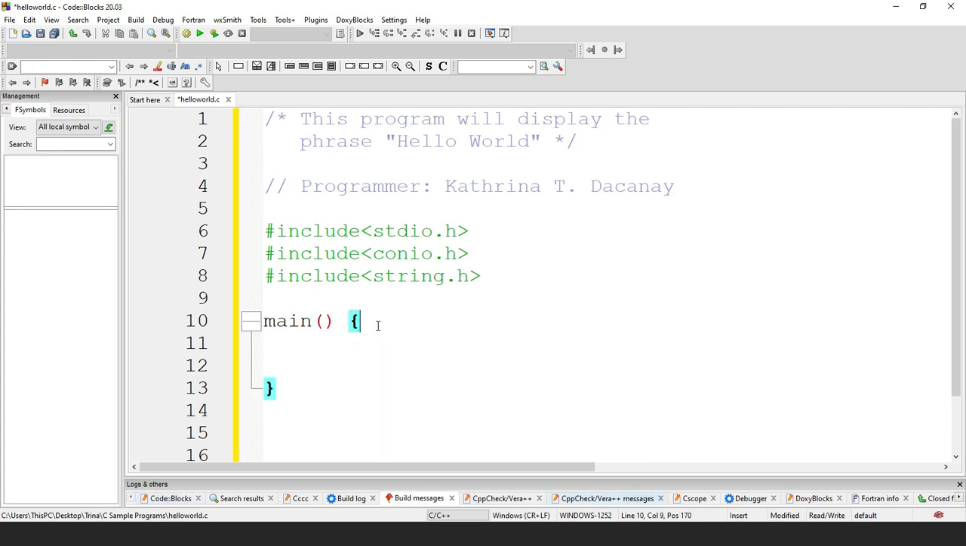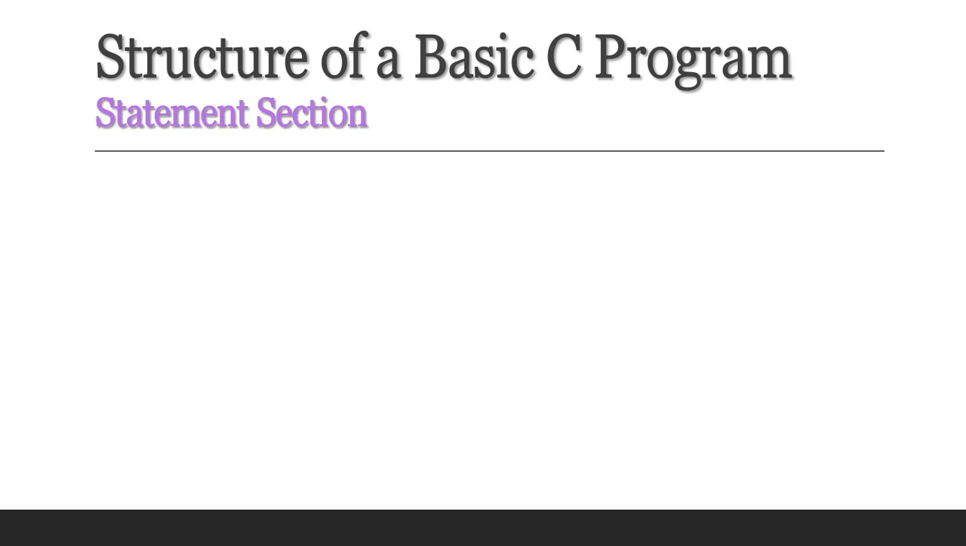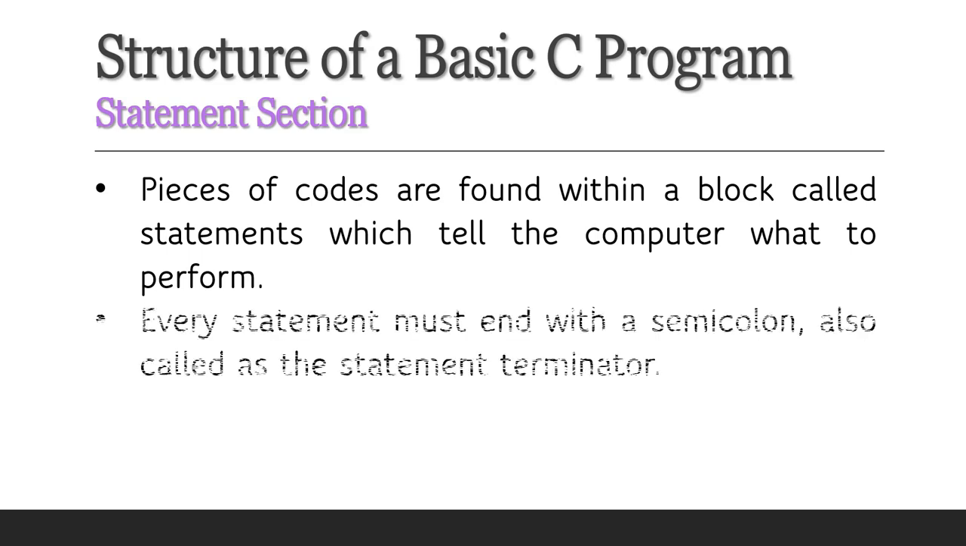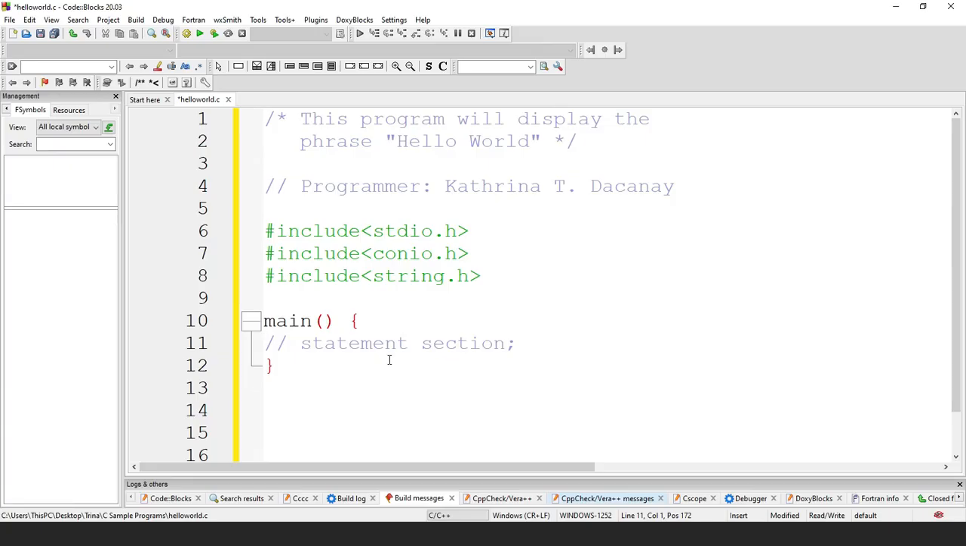Let us delete this. The portion from the left curly brace up to the right curly brace is what we call our block. In the block is where we write the statements. There. Next is the statement section. Pieces of code found within a block, called statements, tell the computer what to perform. Every statement must end with a semicolon, which is also called the statement terminator. Declaring a variable is an example of a statement. The syntax of declaring a variable is to write the data type, the name of the variable, and to end it with a semicolon. So this is variable declaration.